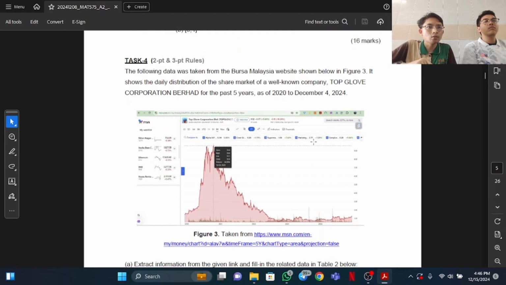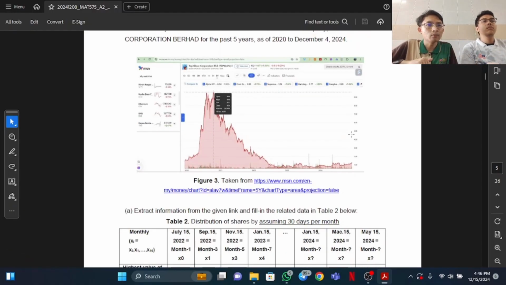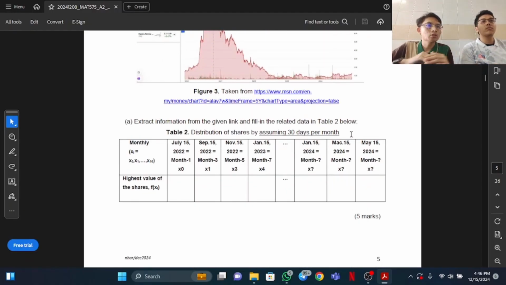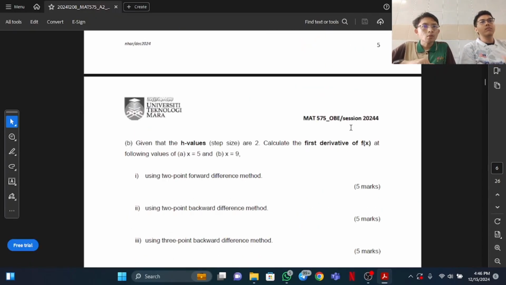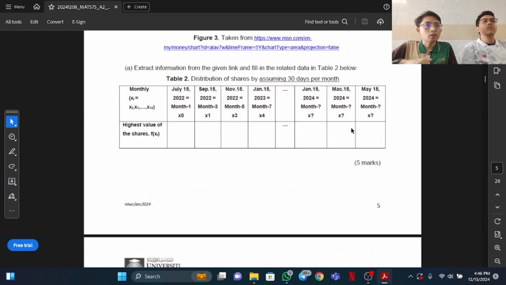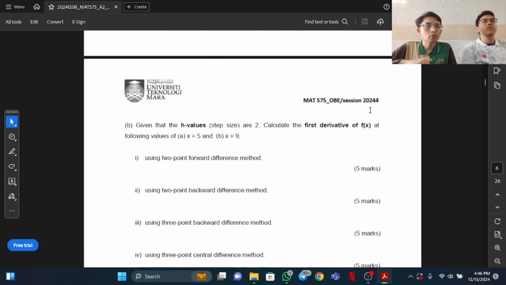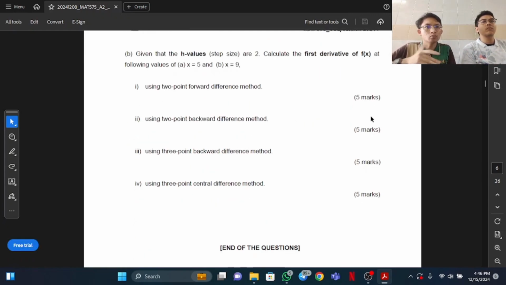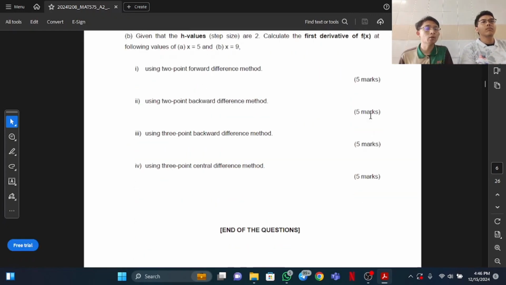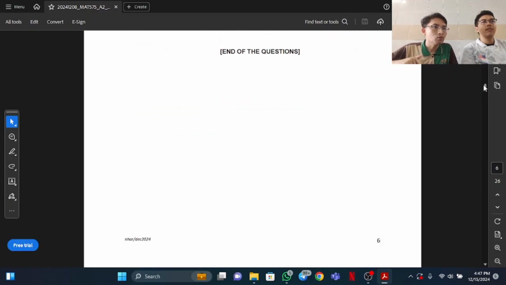As you can see here, the question is about the Bursa Malaysia website. It's about the block operation Berhad for the past 5 years. The data given is the distribution of share. So question A is to extract the data. Question B is, given the step size 2, calculate the first derivative using the 2-point forward difference and 2-point backward difference. The third is about using the 3-point backward difference method, and the fourth is about using the 3-point central difference method. We go to the solution.